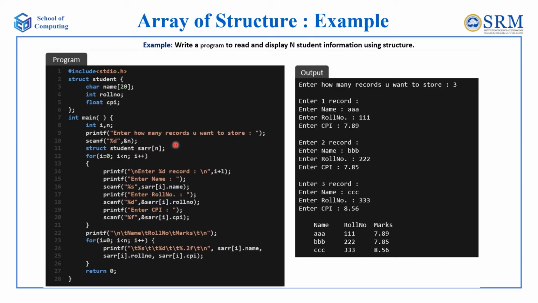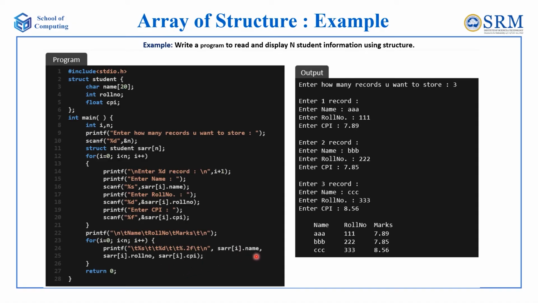So now as I've got the input for the value of n, I'm going to use a for loop to run starting from 0 to n. So for i equal to 0, i lesser than n, i plus plus, I'll get the record for each and every student, n number of students, through the statements within the for loop. So once I get the input for all the n number of students, now I can write another for loop for printing out the n number of students' details.